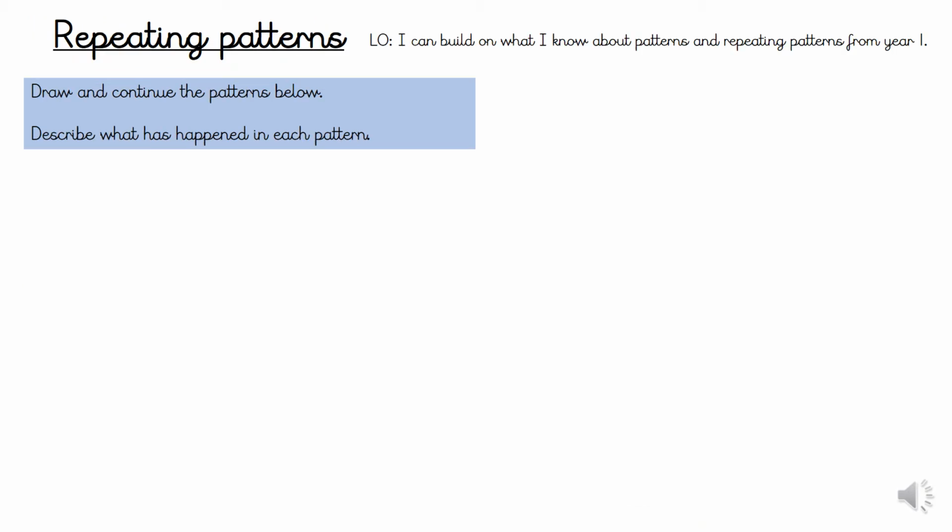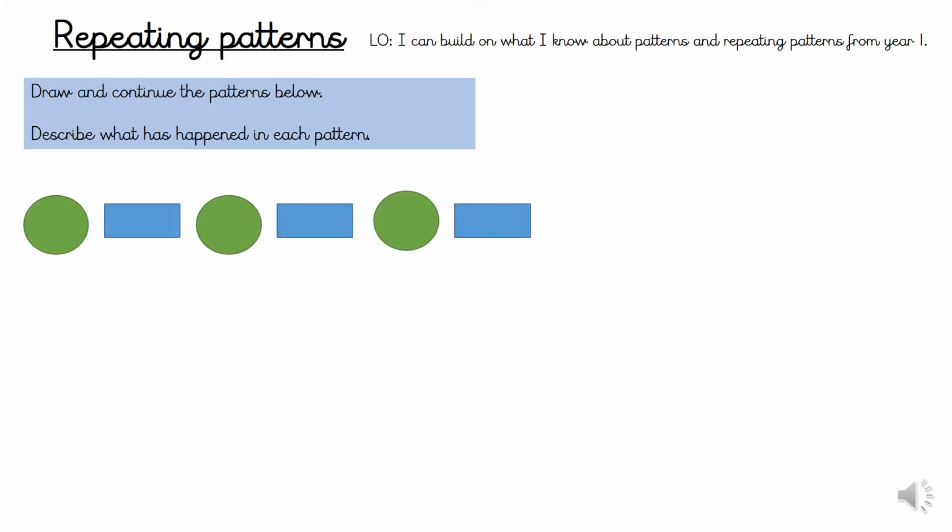Let's start by looking at some repeating patterns. Can you use the shape names to describe this pattern? Circle, rectangle, circle, rectangle, circle, rectangle. Pause the video and have a go at drawing this repeating pattern and the next 3 shapes in the sequence. Well done. It's circle, rectangle, circle.